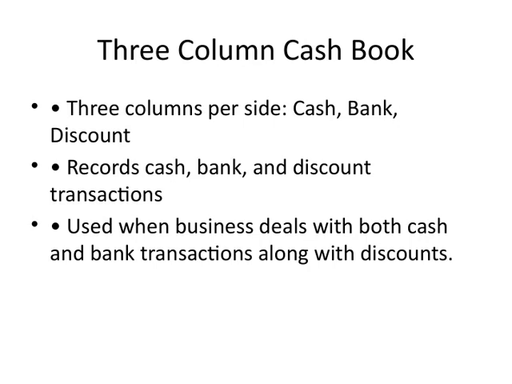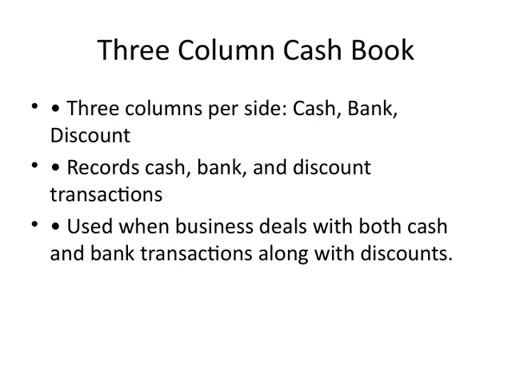This is a vital tool used in accounting to keep track of cash, bank, and discounts all in one place. As the name suggests, it features three columns on each side. So on the debit side, you'll record cash received, bank deposits, and any discounts offered or received. On the credit side, you'll record cash payments, bank withdrawals, and discounts granted.